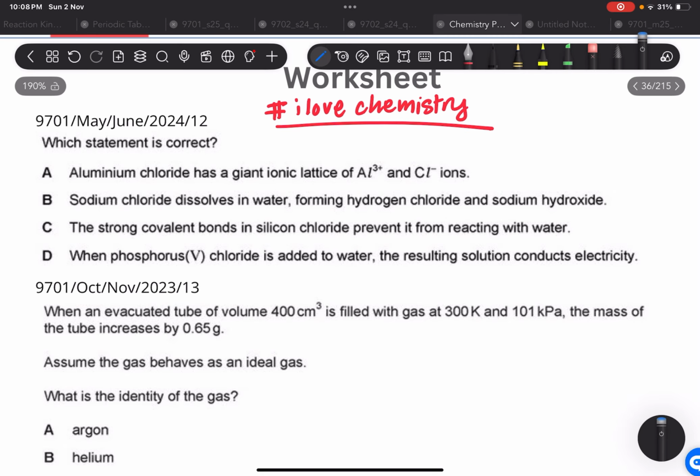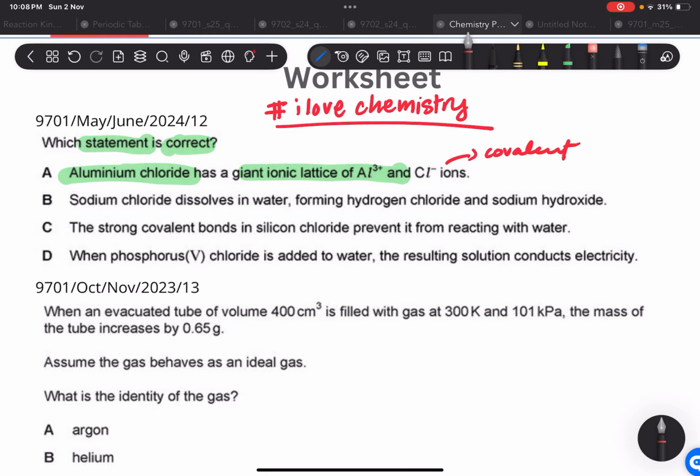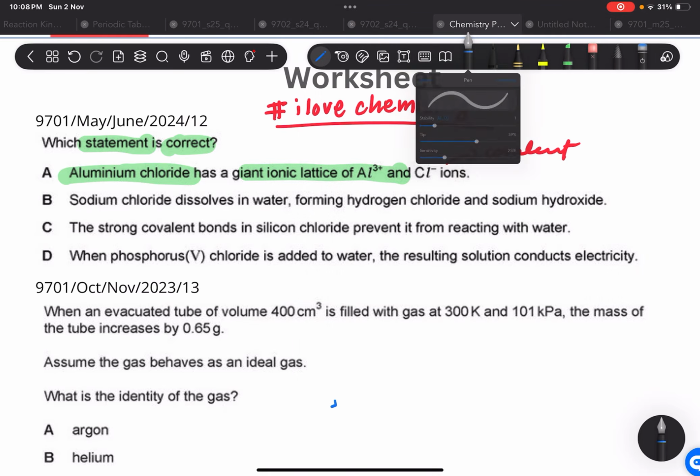So let's start with the chemistry past paper questions for states of matter. Which statement is correct? Okay, so we are looking for correct statements. Aluminum chloride has a giant ionic lattice with Al3+ and Cl- ions. Okay, so you should know that aluminum chloride is not an ionic compound. It's a simple covalent compound. So you should know that aluminum chloride has to be a covalent compound.